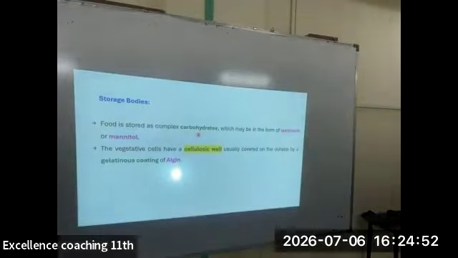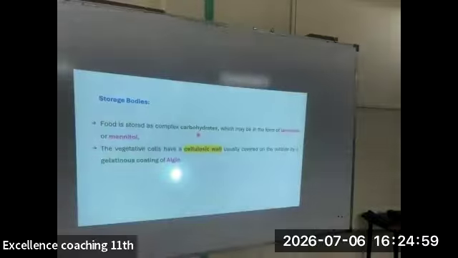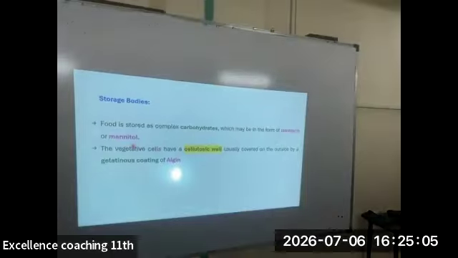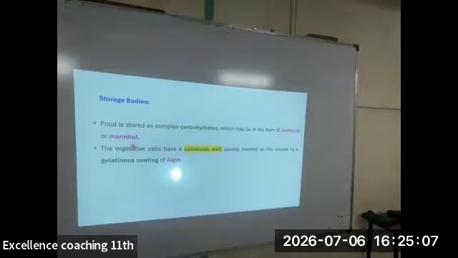Okay, food is stored in the form of carbohydrate here. There it was pyrenoids in Chlorophyceae. Then it is stored in the form of laminarin and mannitol. Exact naming: carbohydrate is laminarin and mannitol.